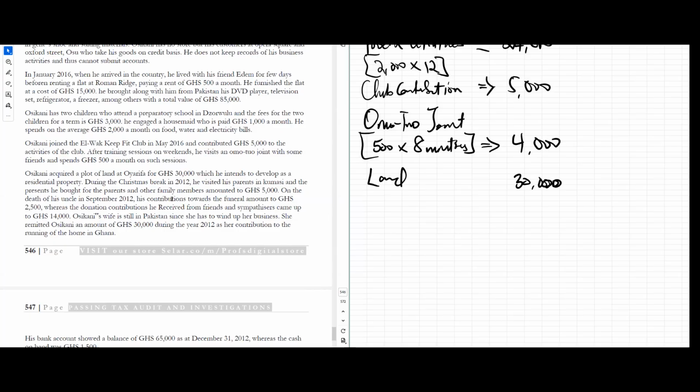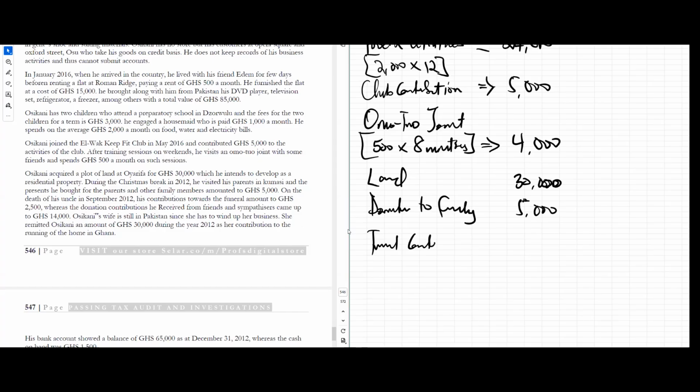Then during Christmas break, it's supposed to be 2016, I think, when I was auditing it, he visited his parents in Kumasi and he bought things for the parents and other family members that amount to 5,000. So in that case, we have contribution to family, right? Donation to family, how much? 5,000. Now, on the death of his uncle in September, he contributed towards the funeral, 2.5.